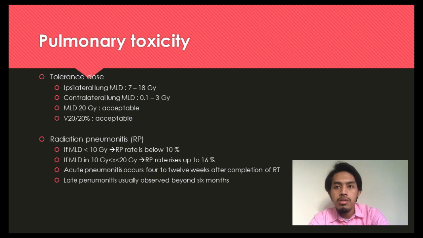For the pulmonary toxicity, tolerance doses for lung are as follows. Mean lung dose for ipsilateral lung is in the range between 7 gray to 18 gray, while for the contralateral lung it is from 0.1 gray to 3 gray. Only 30% volume of lung can receive 30% of the prescribed dose. Lung toxicity such as radiation pneumonitis will occur in some patients. Incidence rate for this pneumonitis is below 10% if the mean lung dose is less than 10 gray. The radiation pneumonitis rate will increase up to 16% if the mean lung dose is in the interval between 10 gray to 20 gray.